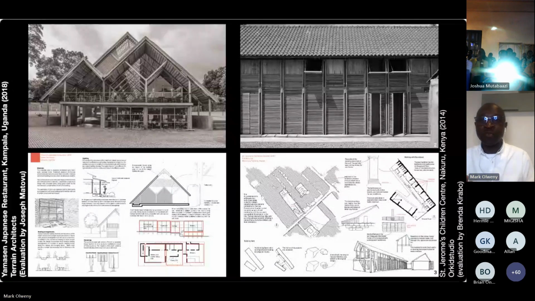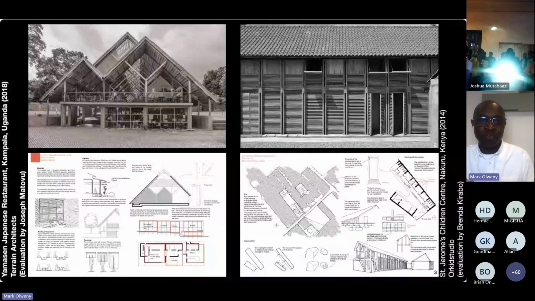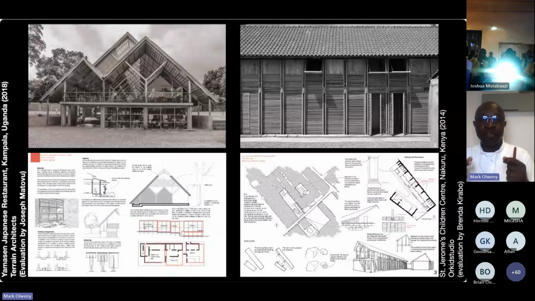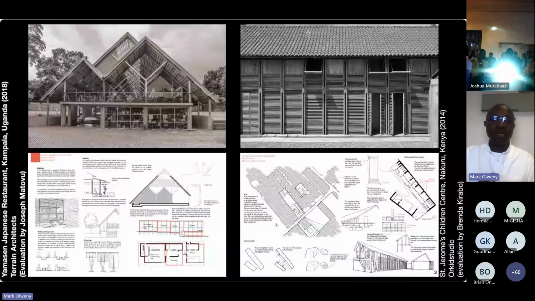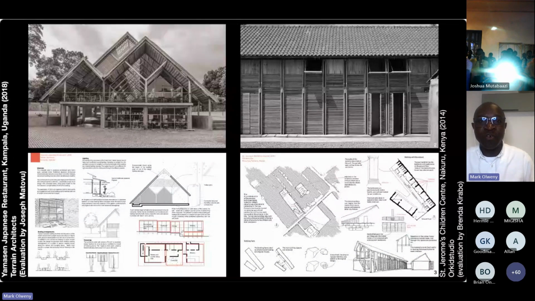So these are two that were done by my students about 4 or 5 years ago, Joseph Matovu and Brenda Chirabo, looking at contemporary buildings in our context in East Africa, documenting them, giving us some reasoned or researched ideas of what the buildings mean and how they can be communicated to other people. And this is something anybody can do. This is something that architecture students can do. This is something that architecture educators can do.